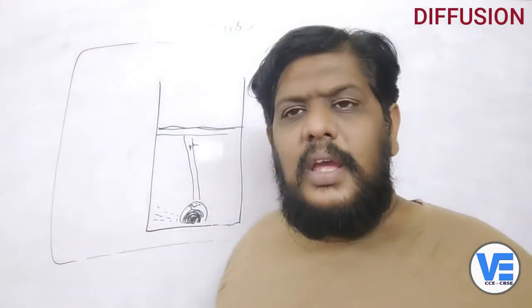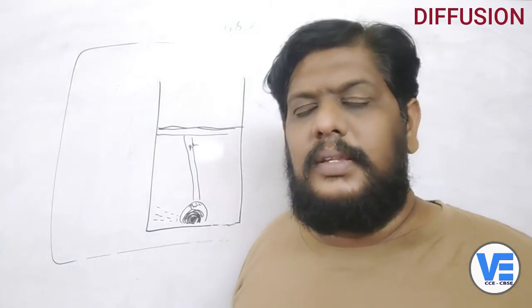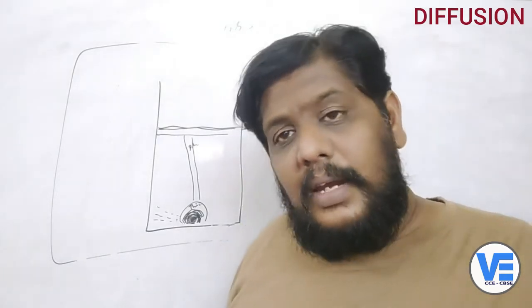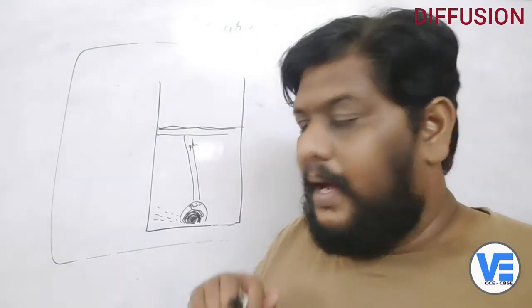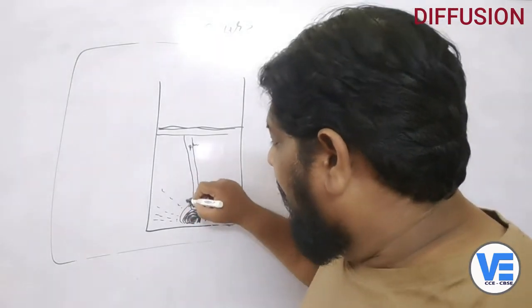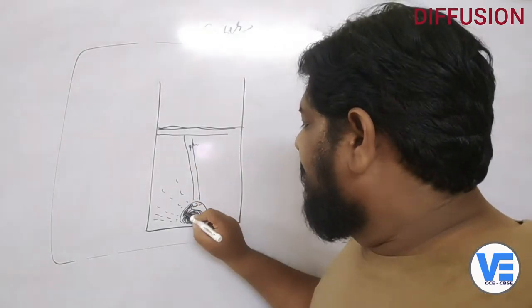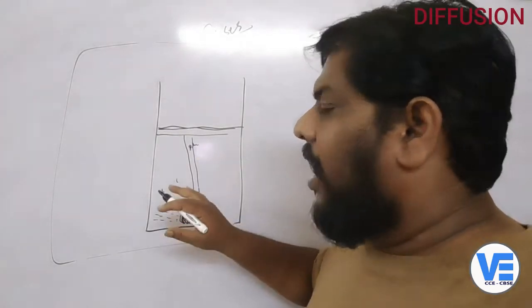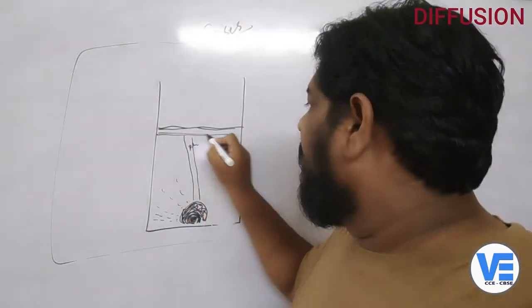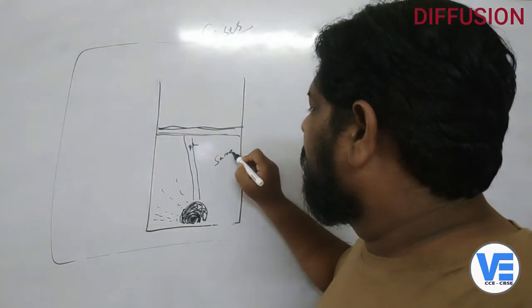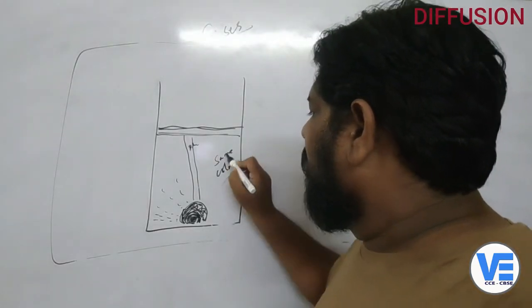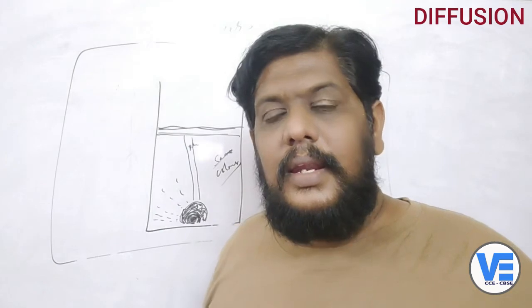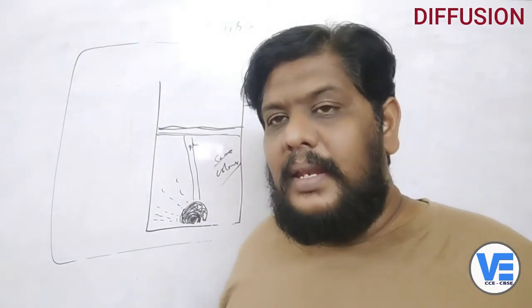It's not a process which will take place in 10 minutes or half an hour or 1 hour. It will take its own time, but they'll keep on moving. Until now it was a higher concentration here, a very dark brown color here, isn't it? So after some time, if you see, the whole glass will have the same color. Why is there the same color?